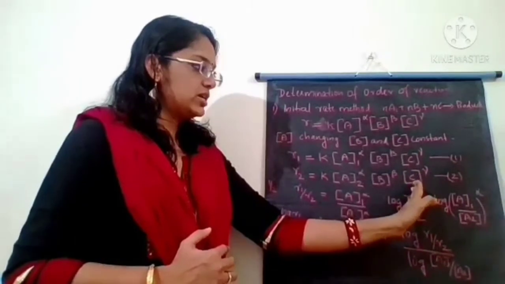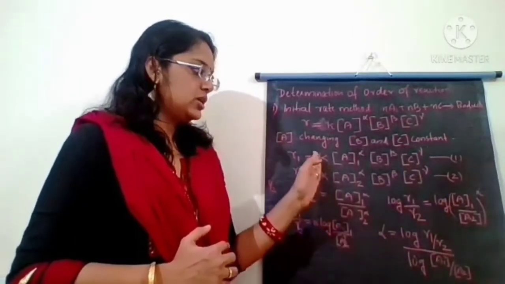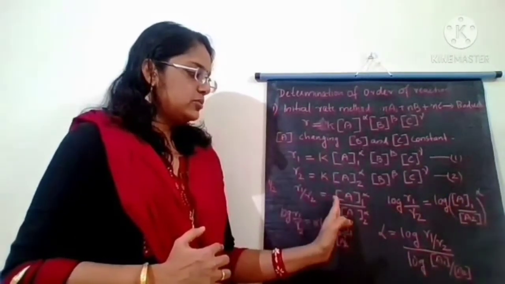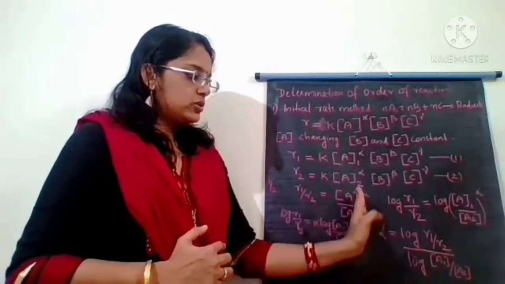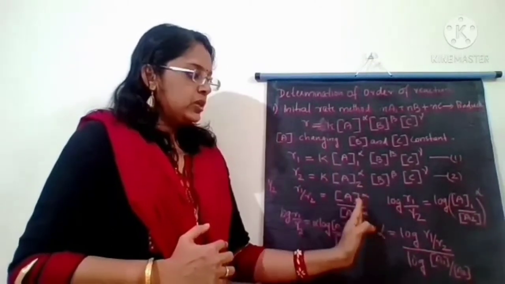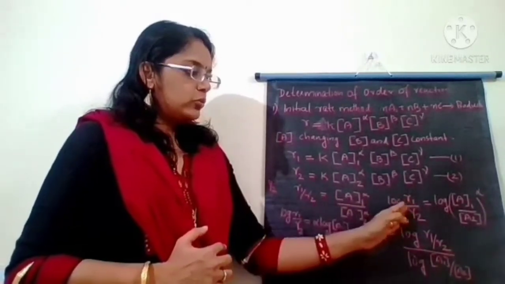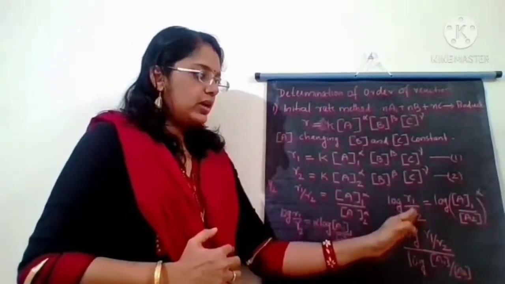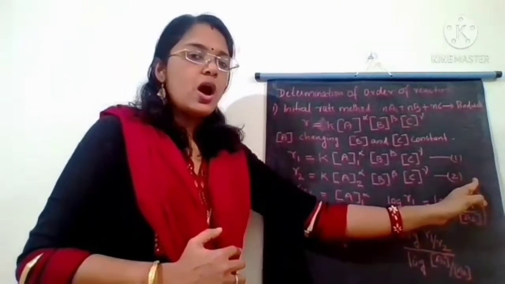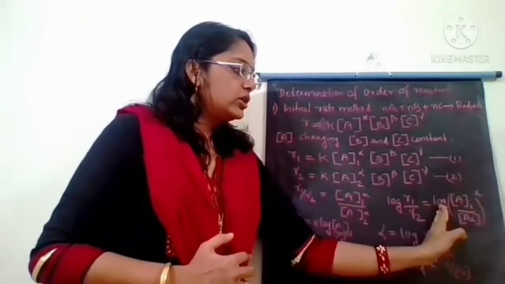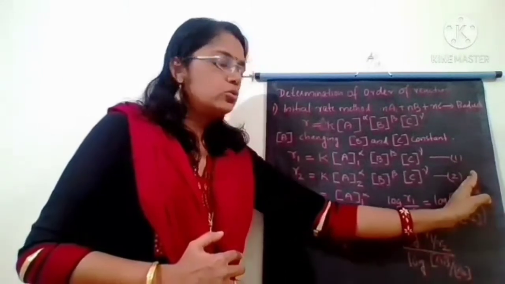So there will be no change in the B and C concentration. Again the rate constant is the same, so R1 by R2 is equal to A1 by A2 concentration raised to alpha. So applying logarithm on both sides, log R1 by R2 is equal to log of A1 by A2 raised to alpha. So here log is in the form of log A raised to B.